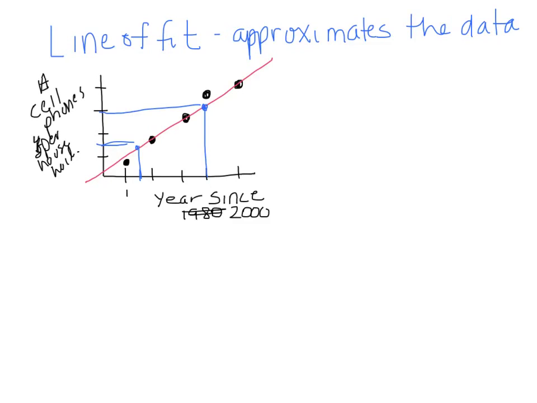Okay, so I have my data, the year since 2000, and the average number of cell phones per household. I took my red line and I drew what I thought looked like a good line of fit. So that red line is my line of fit. It's got a little bit below, a little bit above, and pretty closely approximates my data. So now I want to find this prediction line, or prediction equation.